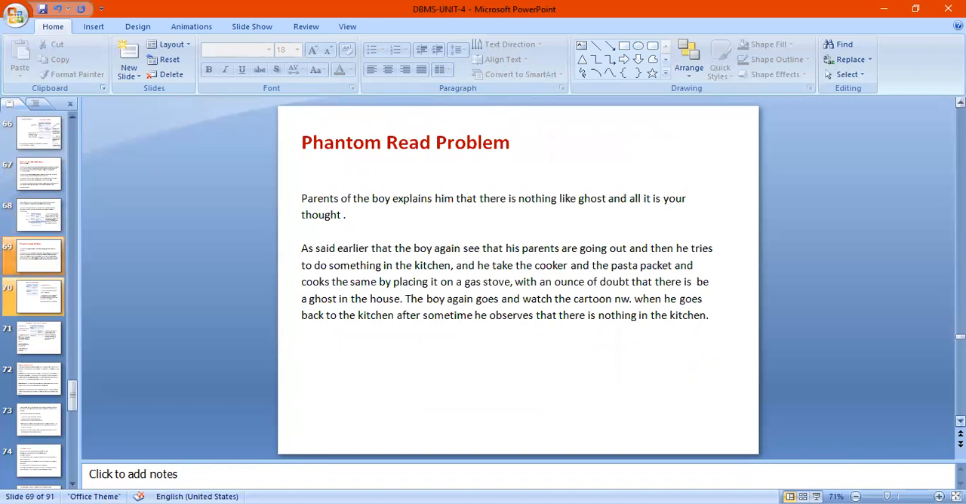The phantom read problem. The parents of the boy explain that there is nothing like a ghost, it is all your thought. As said earlier, the boy sees that his parents are going out and then tries to do something in the kitchen. He takes the cooker and the pasta packet and cooks it by placing it on a gas stove, with an ounce of doubt that there is a ghost in the house. The boy again goes and watches cartoons, but when he goes back to the kitchen after some time, he observes that there is nothing in the kitchen.